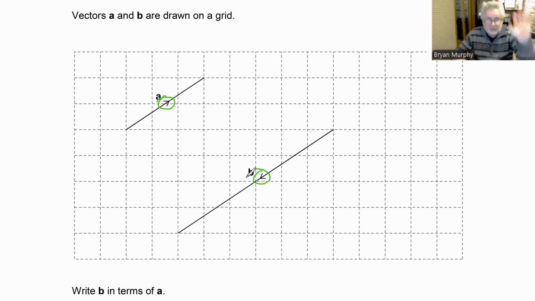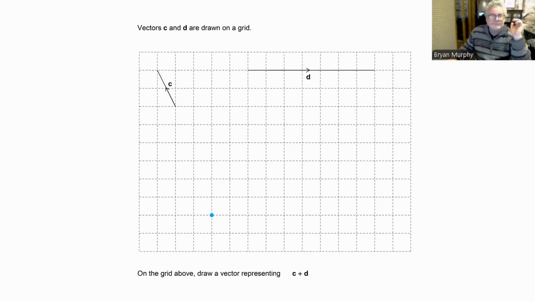All straightforward. The chat is silent. I'm expecting that to be good. Everyone's happy with that. Moving on a little bit, we've got this on the grid. C plus D, you can do that.